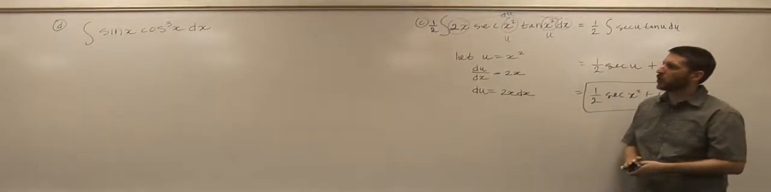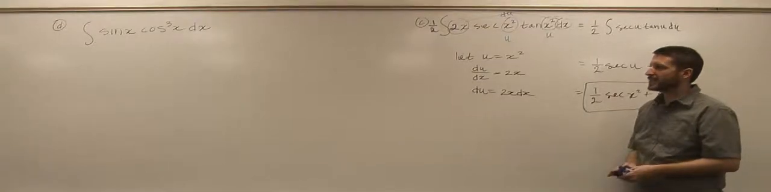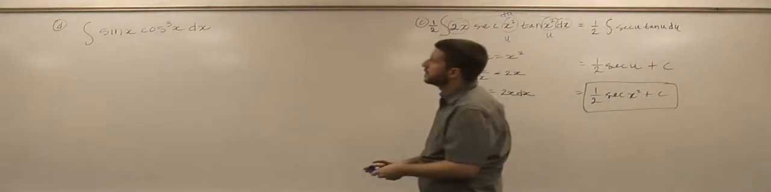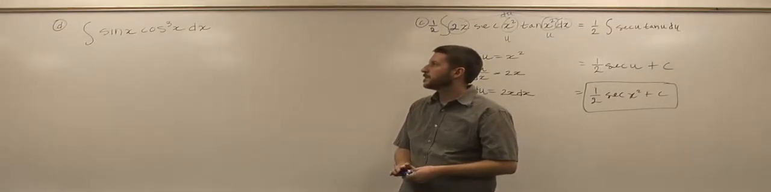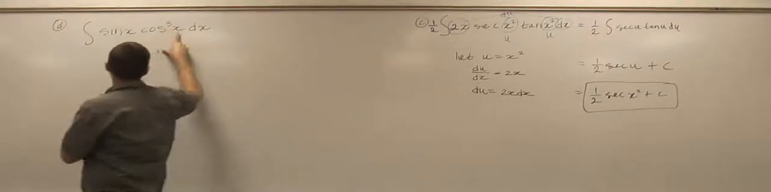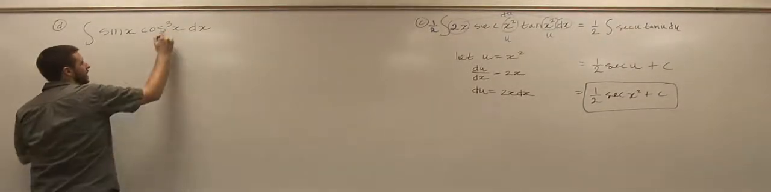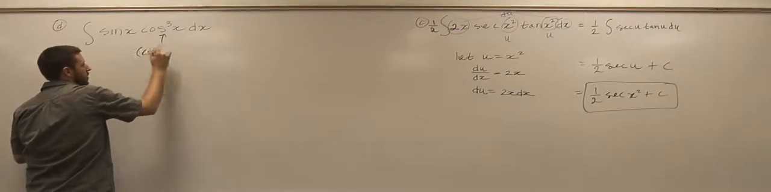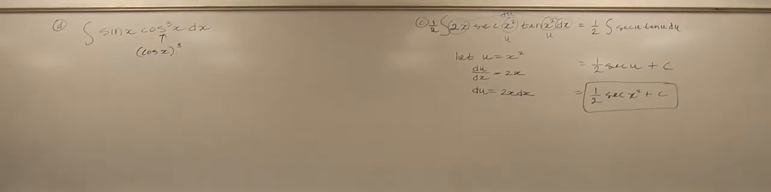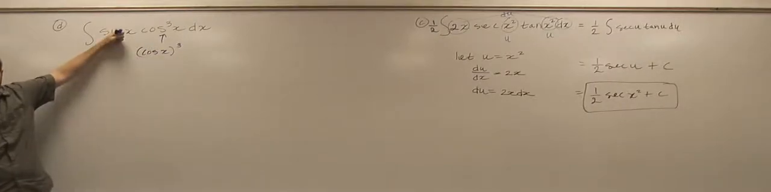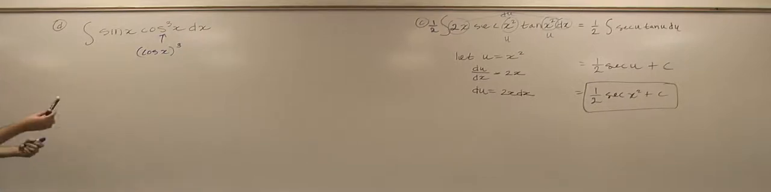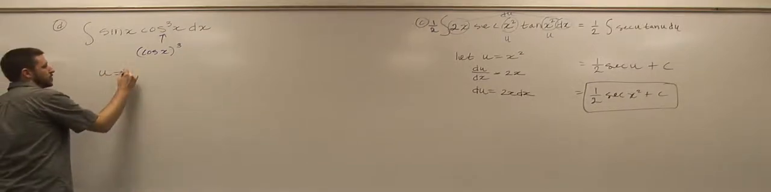I'm going to go sine x cos cubed x dx. Yeah, so this one's maybe a little more clear what the inside function is. Cosine cubed x, this is the same thing as cos x cubed. So if I make my inside function cosine, that's pretty nice because the derivative of cosine is sine. So everything seems to be working out with this substitution.